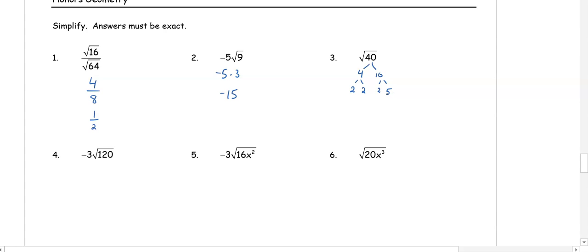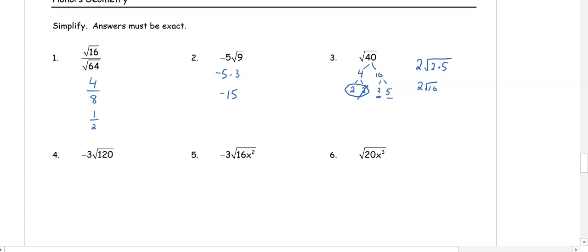So now I want to look and see, do I have any pairs of a number? So I have a pair of 2's. So I'm going to cross one out and I'm going to put one outside the radical. Now the other 2 and the 5 do not have a pair, so they are stuck underneath the radical together. So they are going to multiply, 2 times 5, so we get 2 root 10.